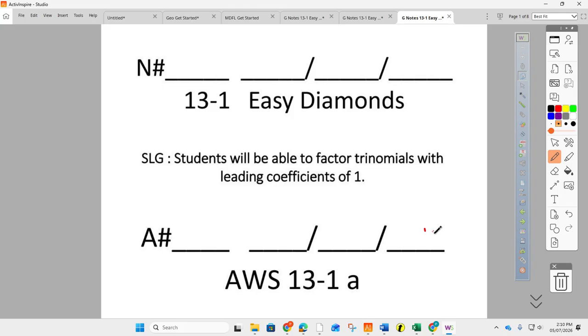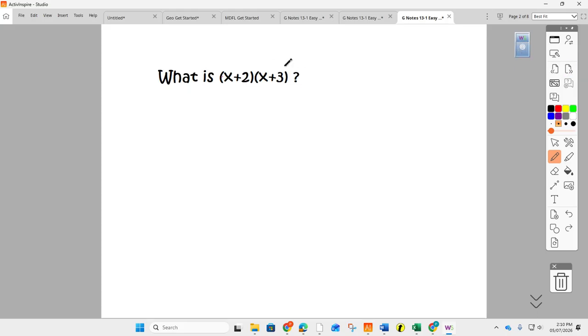We have two sections and a test before the end of the school year. Our first is easy diamonds. I wanted to start this one out with having you guys kind of remember, what does it mean to multiply two binomials? Do you know how to multiply these? If you do, pause the video and multiply them, and then see if you get the same thing I get.